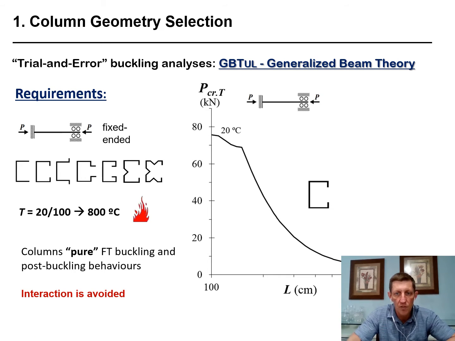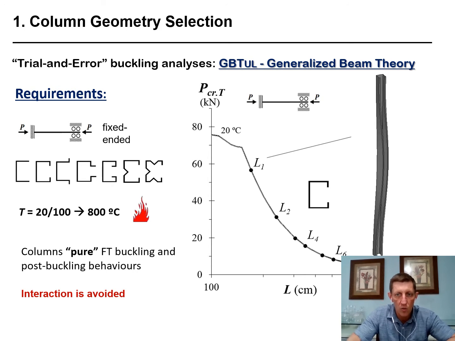And this curve shown here provides the variation of the critical load against the column length for a lipped channel. As one can see, this illustrates the selected lengths and also the typical buckling mode shape. For elevated temperatures, the results are similar to these ones.